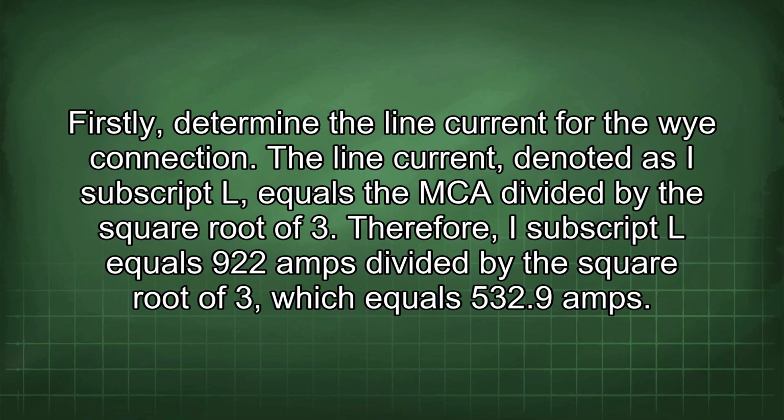Firstly, determine the line current for the Y connection. The line current, denoted as I subscript L, equals the MCA divided by the square root of 3. Therefore, I subscript L equals 922 amps divided by the square root of 3, which equals 532.9 amps.